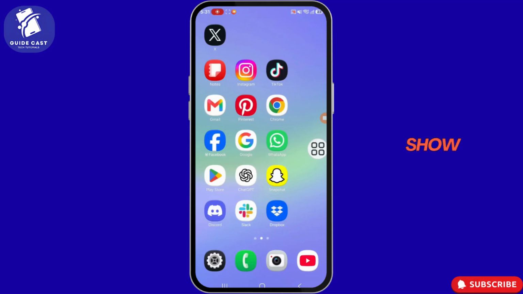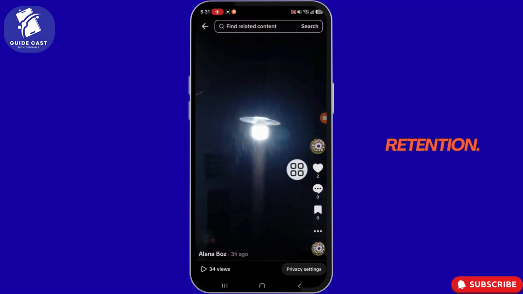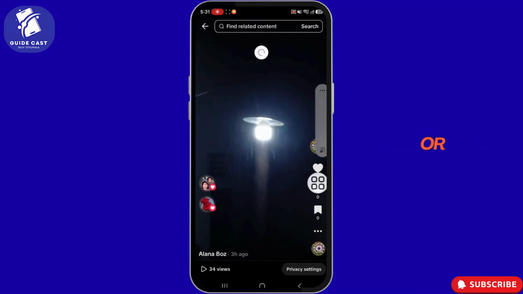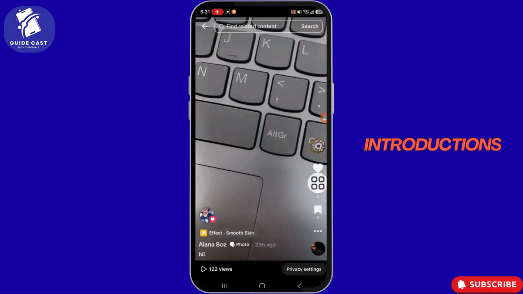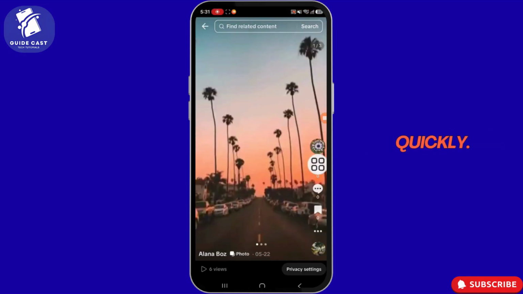In this video, I will show you how to get TikTok algorithm to push your videos. The first thing to focus on is viewer retention. Grab attention within the first 2 seconds by starting with the most interesting moment or strong hook. Avoid long introductions since viewers are most likely to scroll away if the video doesn't get to the point quickly.